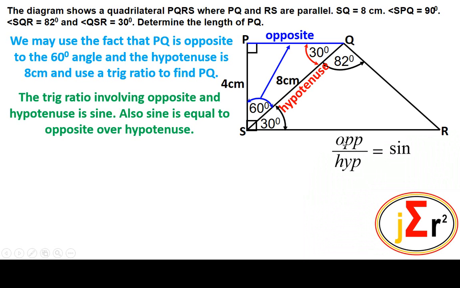What do we have as the opposite? Opposite to the angle that we are speaking of is your unknown side PQ. PQ is opposite, and the 8 centimeters is your hypotenuse. PQ, as we have it, is the opposite, 8 centimeters is the hypotenuse, and the angle that we are about to use is 60 degrees.